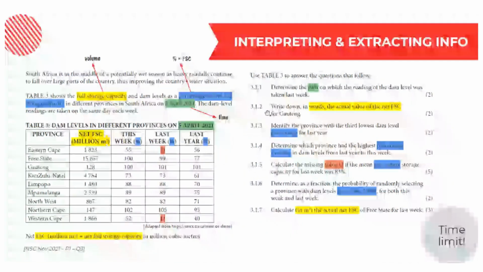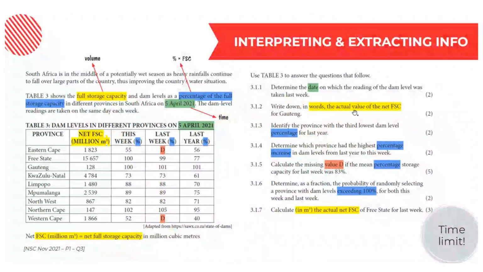Then 3.1.2, write down in words the actual value of the net FSC. Well, they now know what FSC is because they've highlighted it, they've linked it, and they can go through the particular column in the table. Again, they need to note the units. It's not just 1,823. This is the value given in millions. Then the same goes for percentages. As you go through the questions, you can see how they have now separated the information and it's easy for them to see visually.